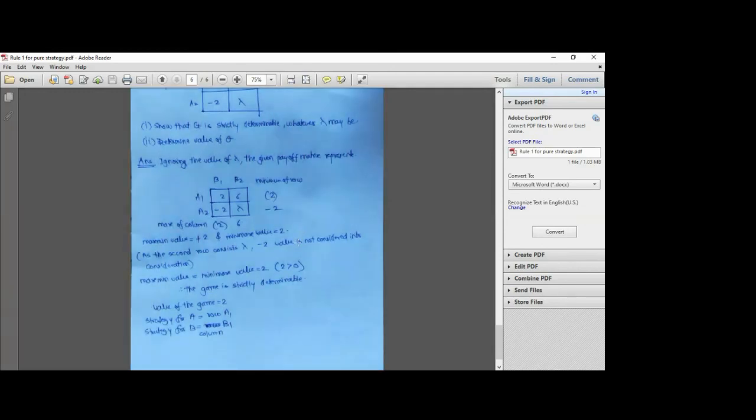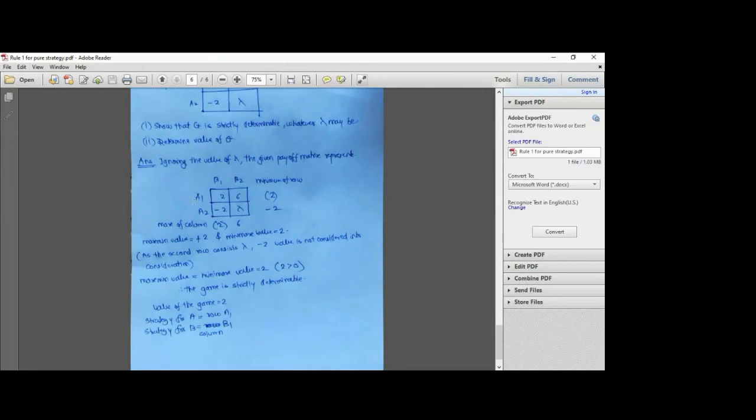Because of that, the maximin value is equal to the minimax value, which is equal to 2. Now we have to say that it is strictly determinable. We say it is strictly determinable if the maximin value is equal to the minimax value, which is greater than 0. So this value 2 is greater than 0, hence this is strictly determinable. Now the value of the game is what? It is nothing but the value of maximin equal to minimax. So that is 2, which we have written here.